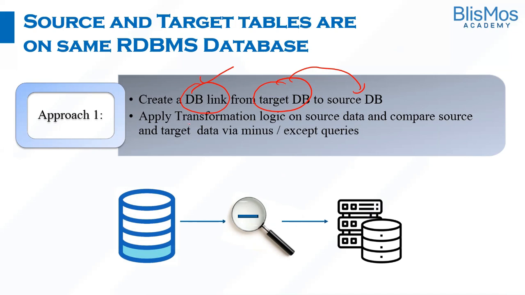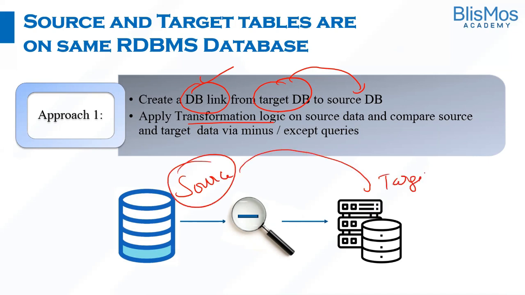Apply the transformation logic on the source data and then compare that with the target data. Because there is a link, you will be able to apply the transformation and the results of the transformation from source can be compared with the target table. Wonderful. Let us understand a couple of more approaches.